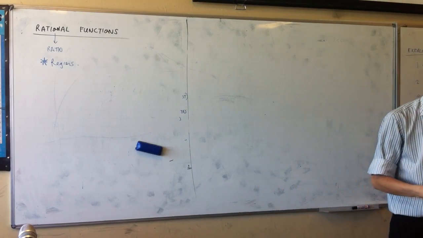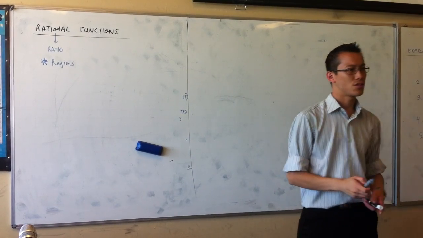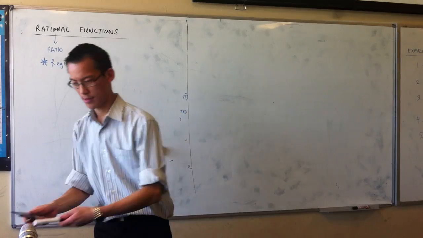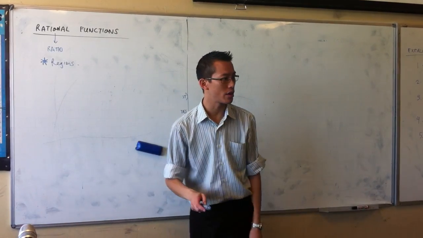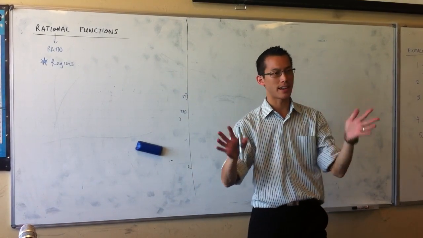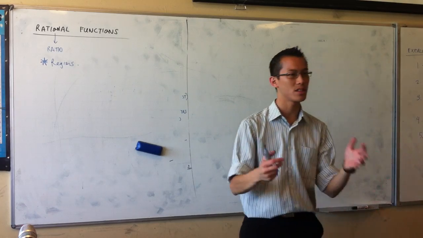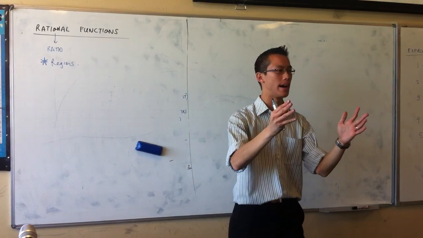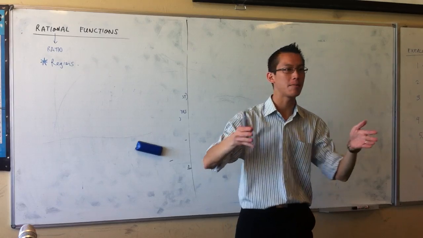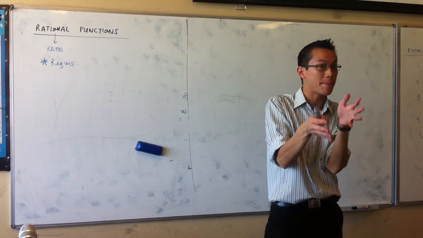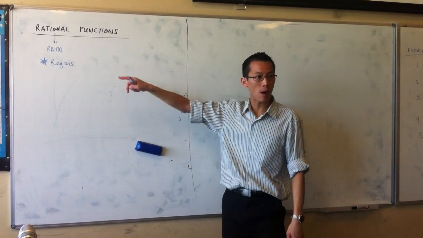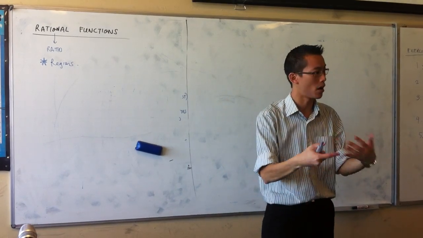What does regions mean? Regions is about posing the question. Start again. Asymptotes are about posing the question: what are my guidelines? Sort of like lane markings, if you like, that I have to obey. I've got to stay between them. But regions is about where do I actually have to be? Where do I have to pass through?